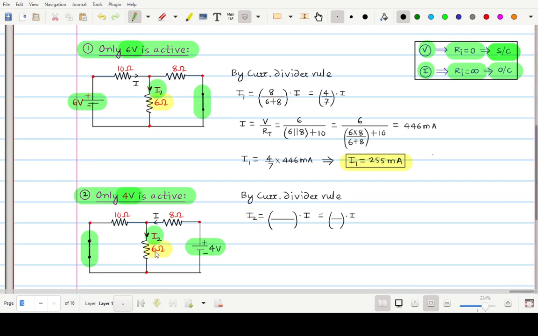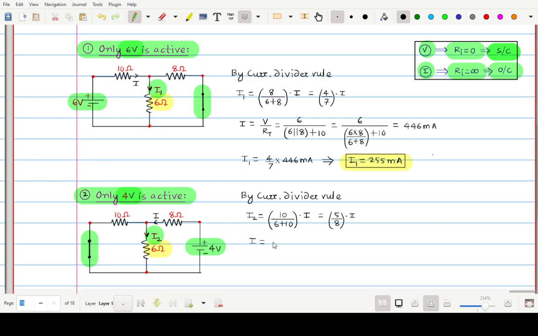So now I2 is passing through 6 ohm. If we apply the current divider rule, neglect 6 ohm, what is the other resistance? 10 ohm. So write it in the numerator, and write the combination of these two resistors in the denominator, so 6 plus 10. This should be multiplied with the total current. So what is the total current we are assuming? Total current I. Now we don't know the total current.